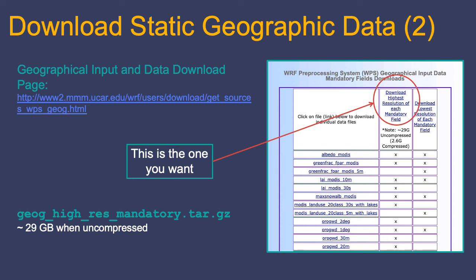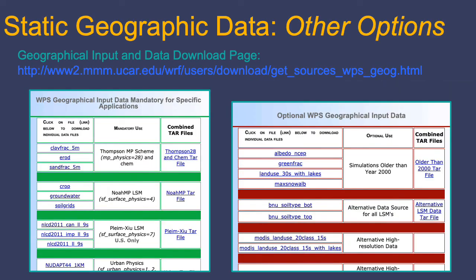So if you have a shared space on a cluster, I'd recommend putting it somewhere where all the members of your group can access it so that each person doesn't have to download it and take up space in their personal directories. You can also download the files individually by clicking the link to each file. This can be useful if there are additional files you need that aren't included in the packaged file. Further down on that same page, there are a couple of other sections. There are some static data that are mandatory for using specific applications, and then some optional input data. So you can grab any of these if you need to.